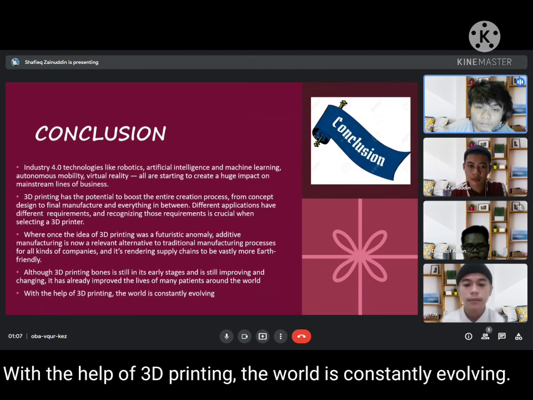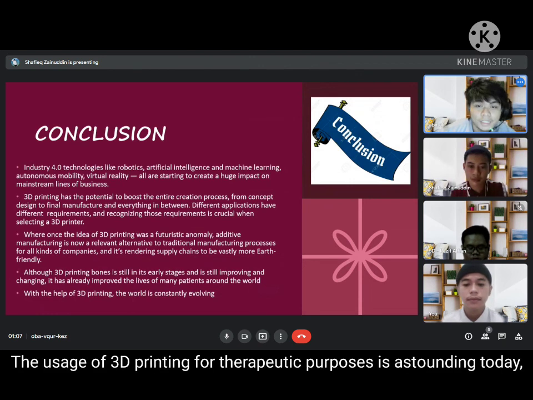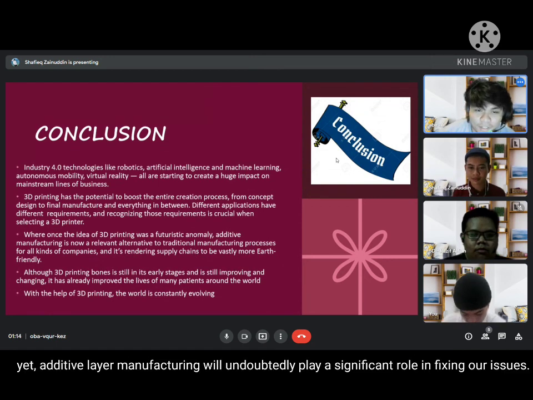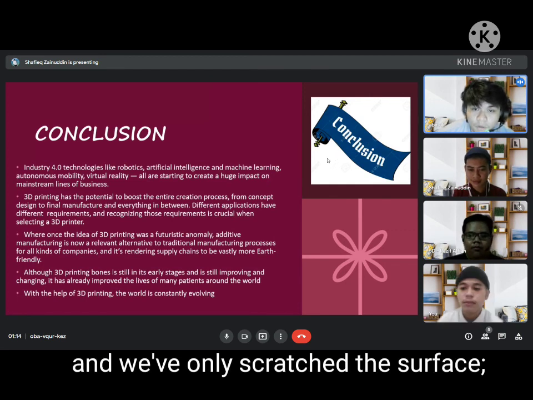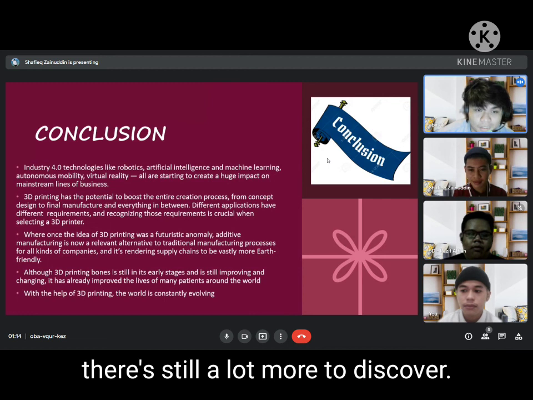With the help of 3D printing, the world is constantly evolving. The usage of 3D printing for therapeutic purposes is outstanding today. Yet additive layer manufacturing will undoubtedly play a significant role in fixing our issues. 3D printing is truly boundless, and we have only scratched the surface. There is still a lot more to discover.